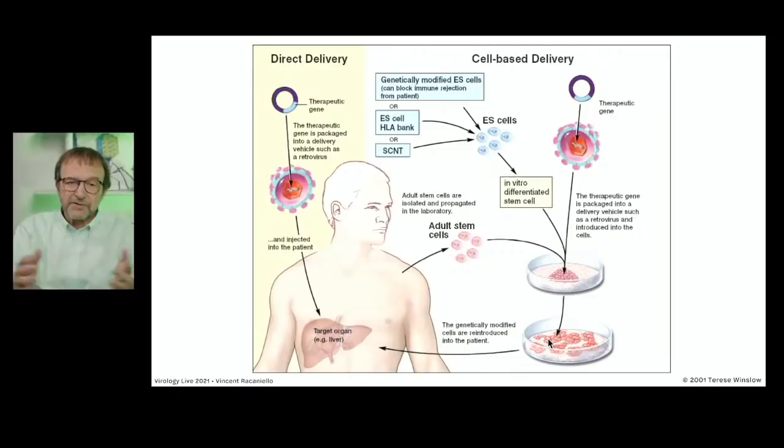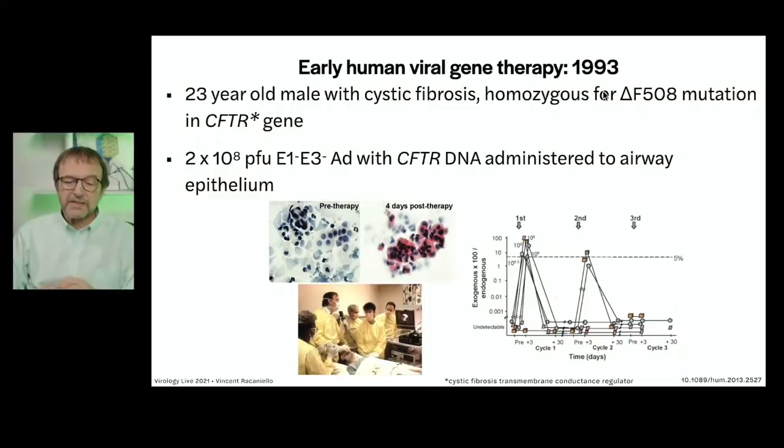One of the earliest trials was in 1993 for cystic fibrosis, a disease where patients typically have a deletion or a mutation of some sort in the gene encoding the cystic fibrosis transmembrane conductance regulator, which causes fluid imbalance in the lungs, thick mucus, and many infections like Pseudomonas infections. The first treatment was in a male with CF, and they gave him 2 times 10 to the 8th PFU of E1, E3 deleted adenovirus carrying the gene for CFTR. They put the virus right in the airway. You can see they've put a tube into this gentleman. There he is right there. They're putting a tube down into the lower recesses of the lung, and they spray the adenovirus in. And then see what happens.